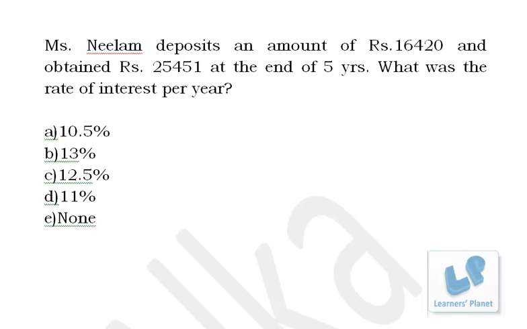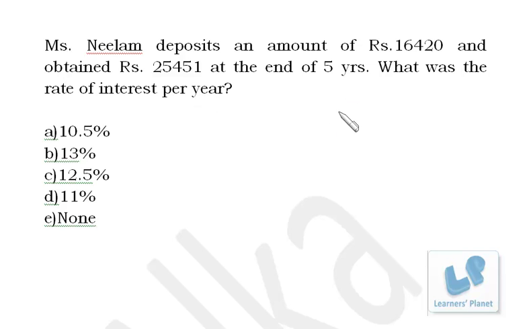Now the same question once again. Miss Neelam deposits an amount of rupees 16420 and obtained rupees 25451 at the end of 5 years. What was the rate of interest per annum? Right. So first of all, we find out the total interest obtained in 5 years.